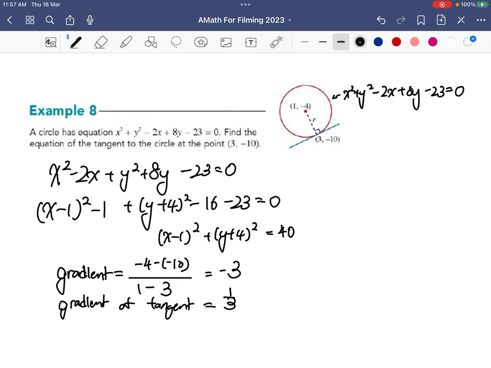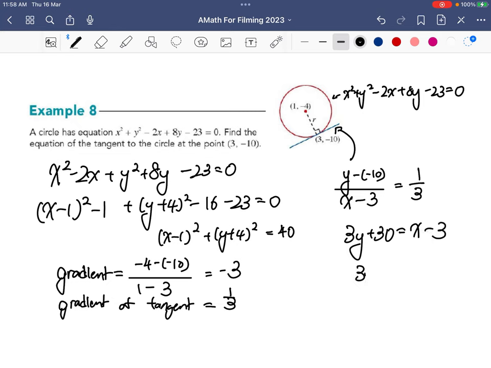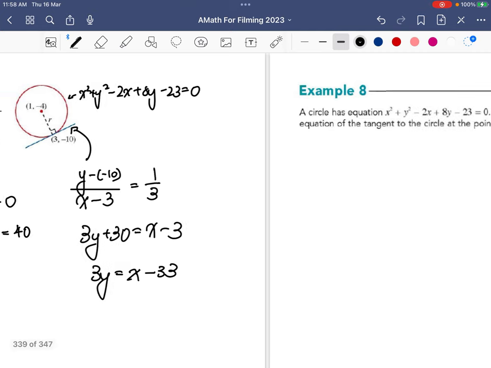Very quickly now, to get the equation of this tangent, I have the point 3 and -10, so it's y minus -10 equals the gradient of the tangent, 1/3, times (x minus 3). 3y plus 30 equals x minus 3. 3y equals x minus 33. And that's it. You have gotten the equation of the tangent.